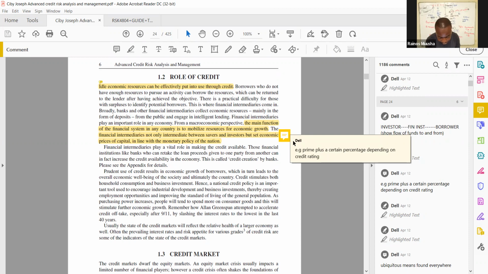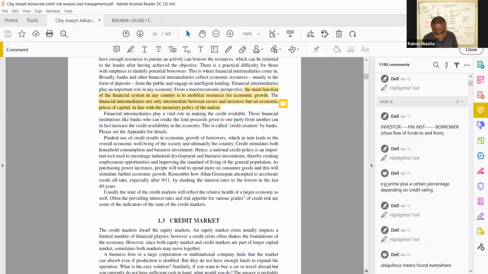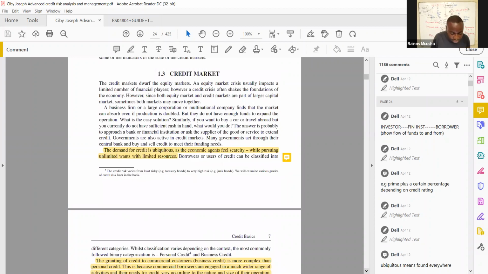Then on section 1.3, we look at the credit market. And when you look at the credit market, we say the demand for credit is ubiquitous as the economic agents feel scarcity while pursuing unlimited wants with limited resources. So when you look at ubiquitous, you're basically saying that it's found everywhere. Which means that the demand for credit is found everywhere within the economic system.